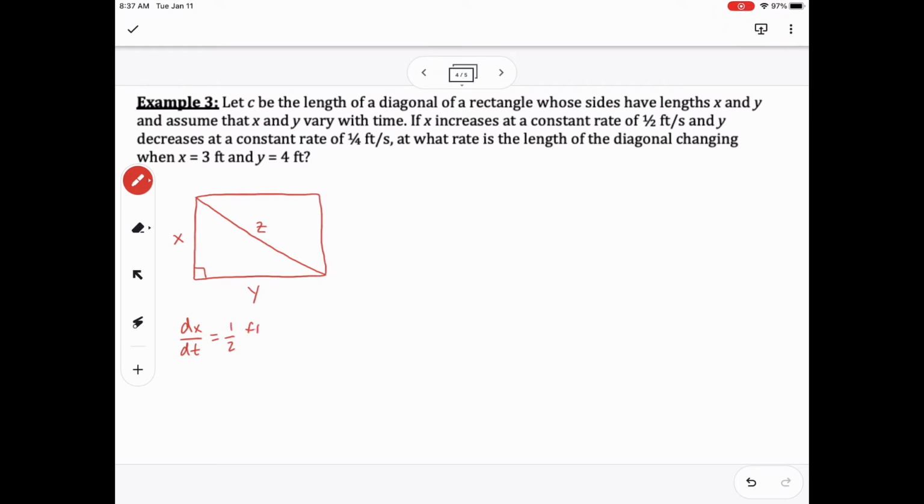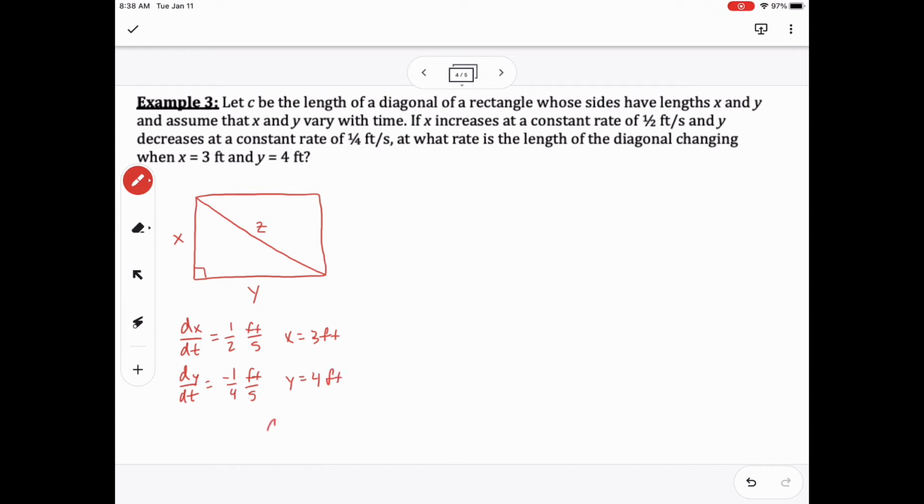I know what dx over dt is, which is 1/2 foot per second. I know the dy over dt, which is negative 1/4 feet per second. Notice that they also use the words increasing and decreasing, so that's trying to suggest whether it's positive or negative for your rates of change. Obviously, x is 3, y is 4.